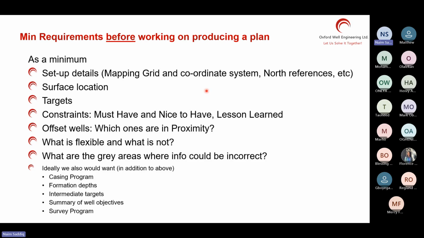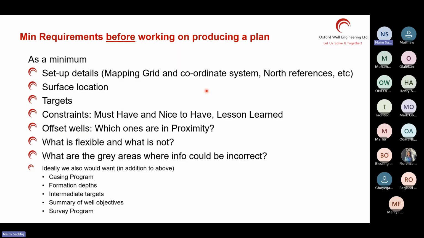They will give you the target. They will give you surface locations. They will also explain what mapping grid and coordinate system north references are going to be used. If they don't say any one of them, you cannot plan. If you don't have a target, you cannot hit the target.